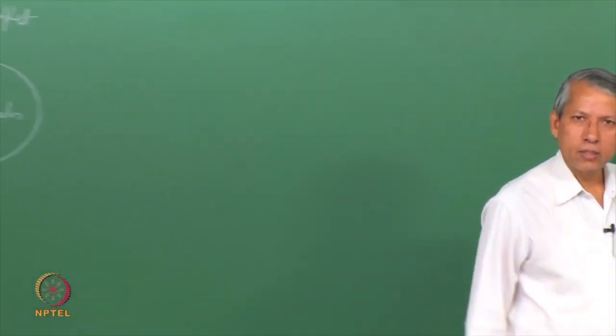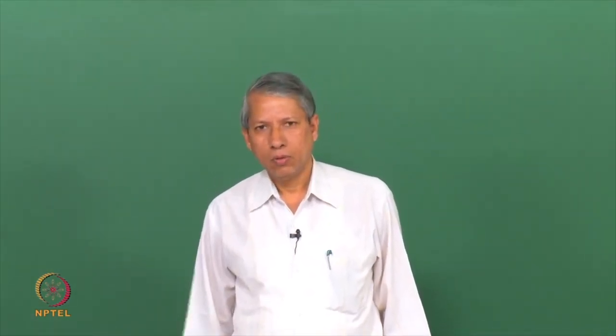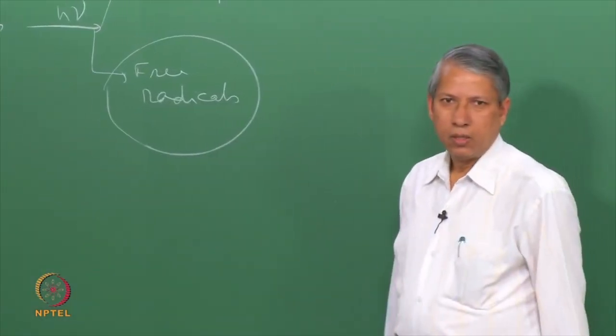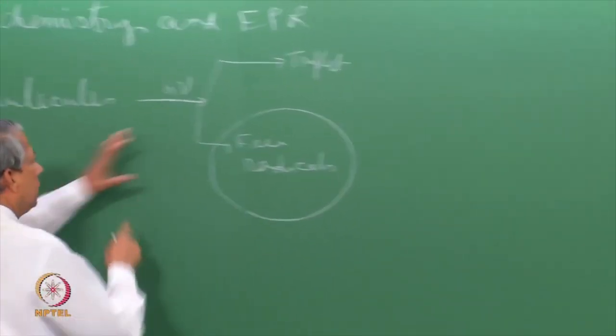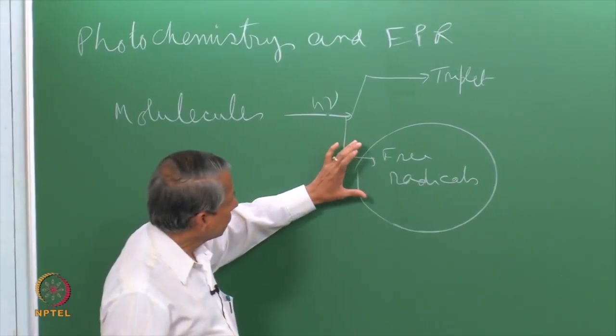Now, free radicals, because they have unpaired electrons, usually they are very reactive. They always try to react with something else. So, it is very difficult therefore to capture them and see their EPR spectrum. It is not going to be an easy task to capture this in the EPR spectrometer. So, it is possible that molecules absorb light and do some photochemistry, and the spectrometer is just not able to detect them.